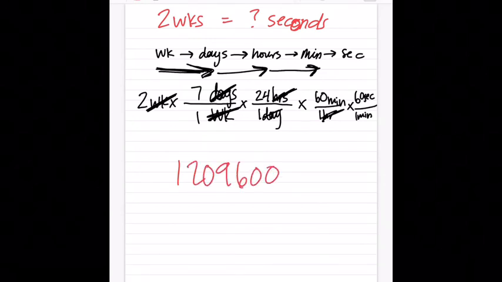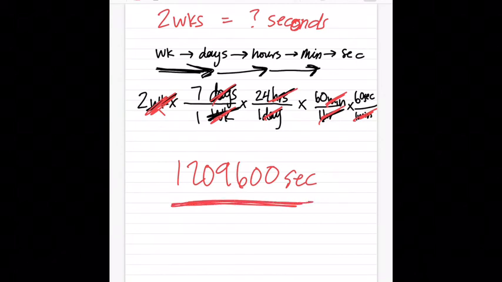Okay, and we cancel all of our units: weeks, days, hours, minutes. We're left with seconds. And that makes sense because if you think about how many seconds are in a week, it's a lot. And this is a big old number. So that's another way to check yourself: does my answer fit the unit? And this makes sense.